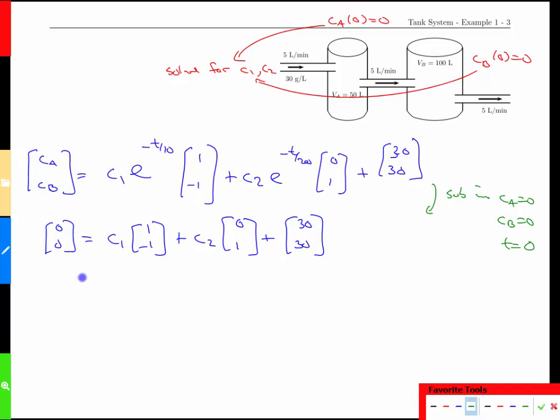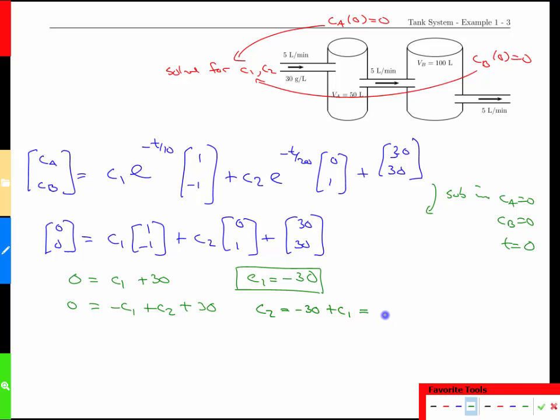Quickly breaking this down into components, we get 0 equals C1 plus 30, so we get C1 as negative 30. And then the second row here gives us 0 equals minus C1 plus C2 plus 30. Bring that over, bring that over. That gives us C2 as minus 30 plus C1, which is negative 60.